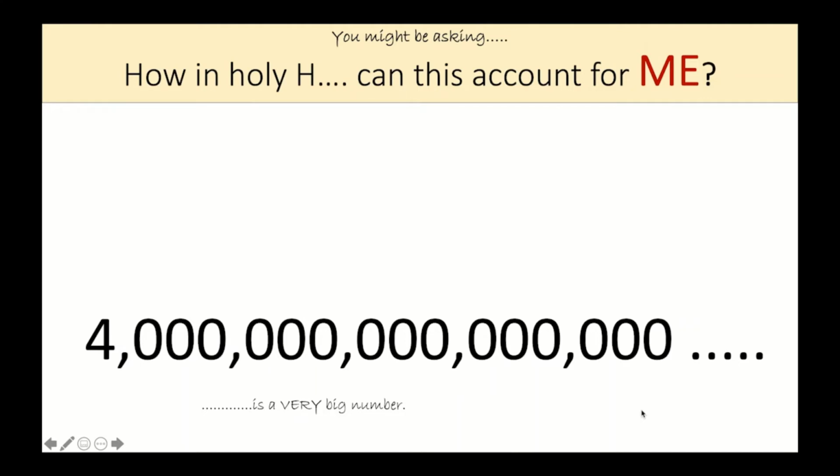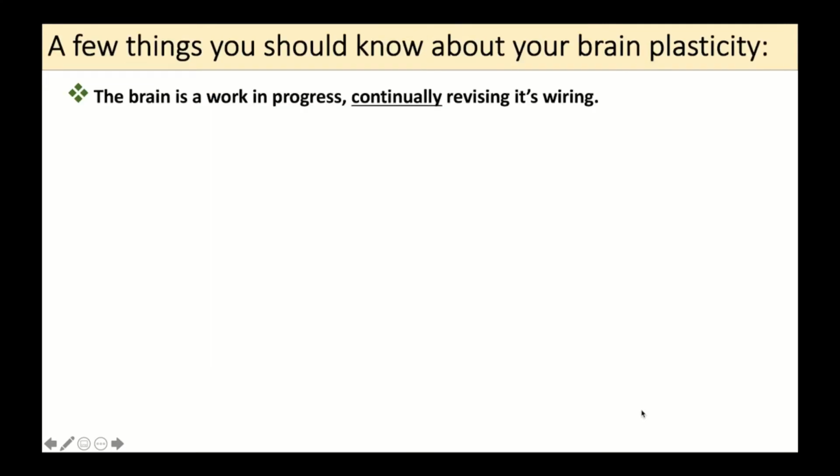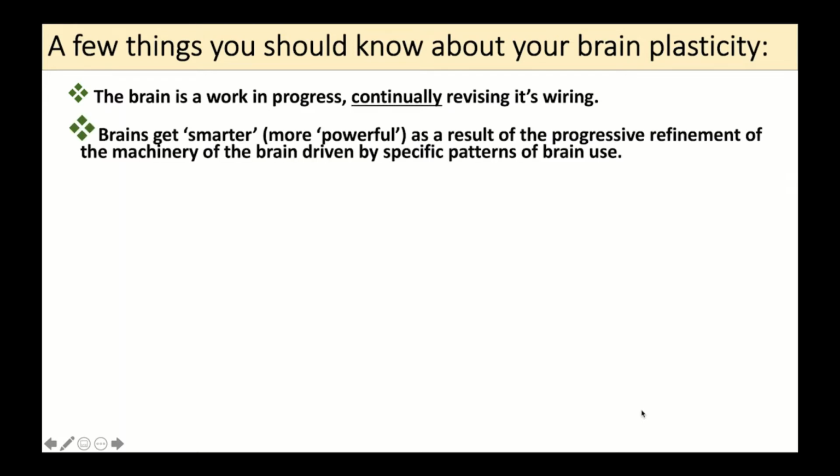Remember that your brain can record and store all of the information, equivalent to the information or more than the information on the internet. You're carrying that around within you, within the bones of your skull. A few things you should know about your plasticity, your neuroplasticity in this brain. First of all, your brain is a work in progress. It's continuously revising its wiring. You have the capacity to be better and stronger tomorrow as opposed to today, and you have that capacity across the duration, the full duration of your life.